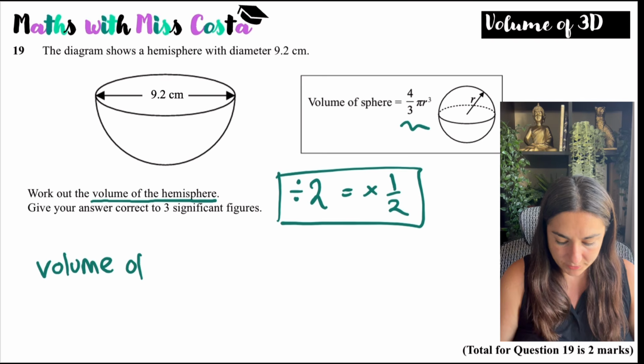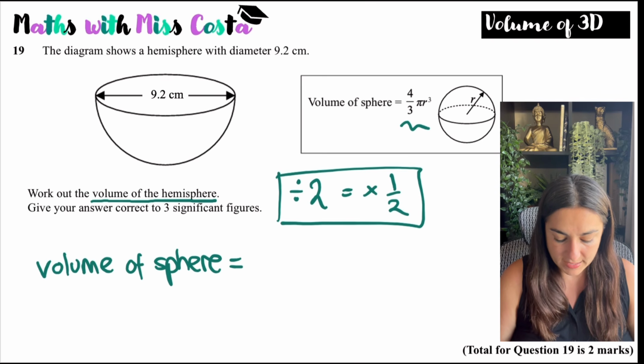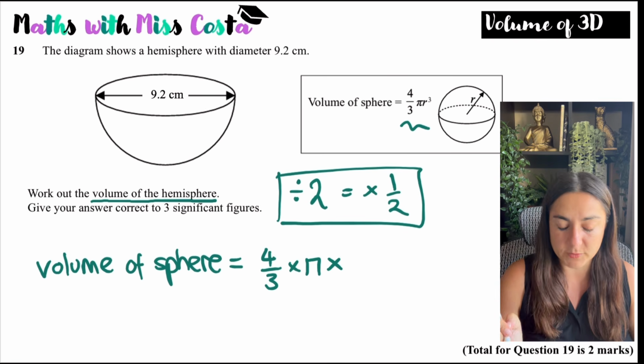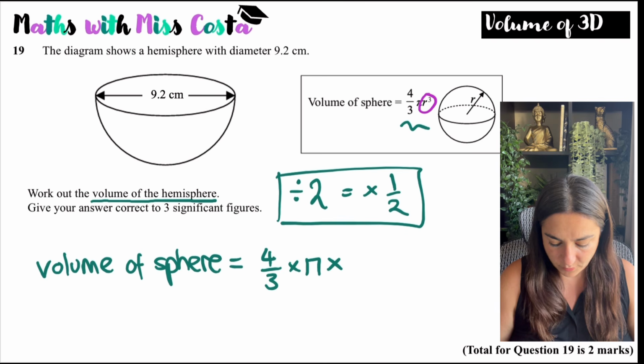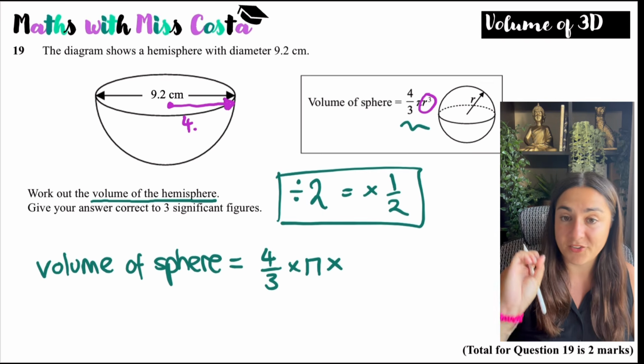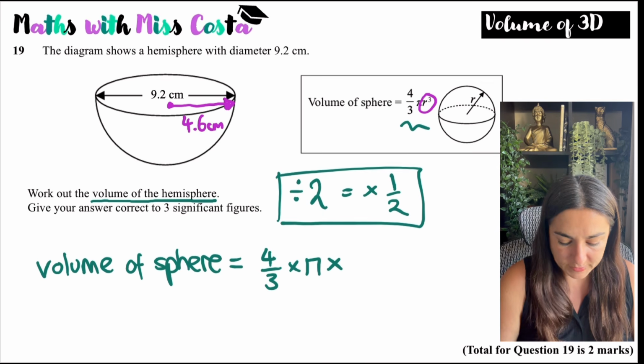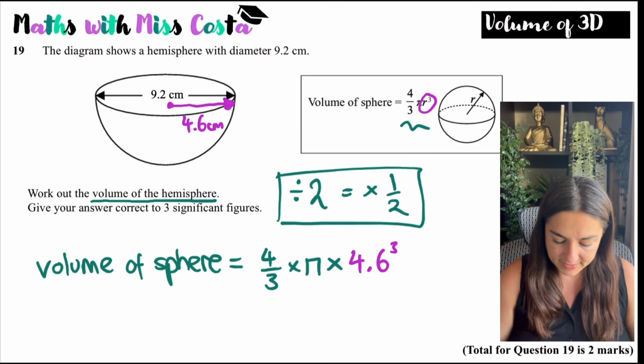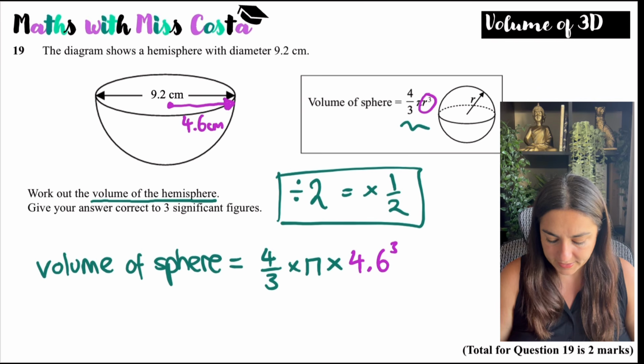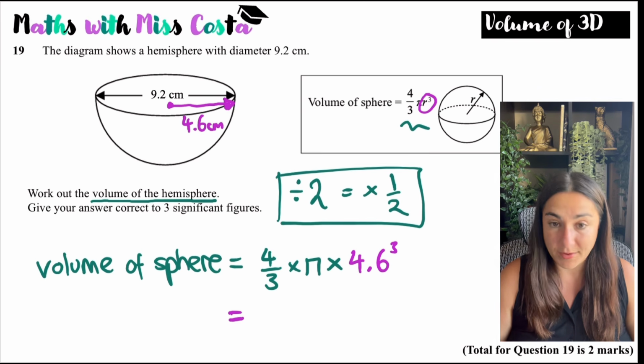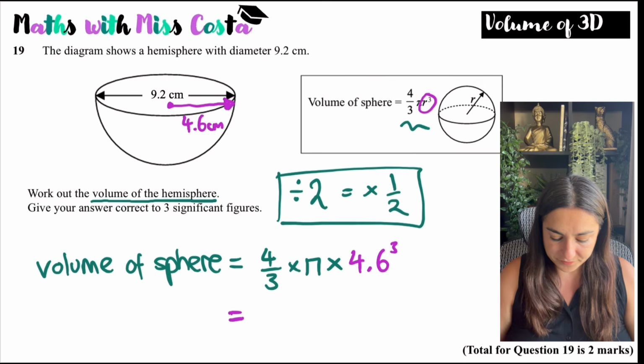So to work out the volume of the hemisphere, let's do it bit by bit actually. Let's work out the volume of the sphere. If this was a full sphere, I would have to do 4/3 times pi times the radius cubed, and this also catches people out. You've been given the diameter, so to work out the radius we're going to halve the diameter, and that would be 4.6 centimeters. So I'm going to do 4/3 times pi times 4.6 cubed. That would give me the volume of the sphere.